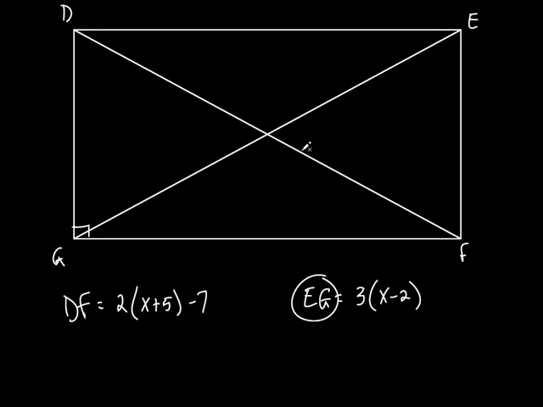Here's DF, this one right here. That's a diagonal, isn't it? Yeah. And look at EG. That's a diagonal. What's true about the diagonals of a rectangle, Anthony? They're equal to each other. Okay? They're equal to each other when it's a rectangle.